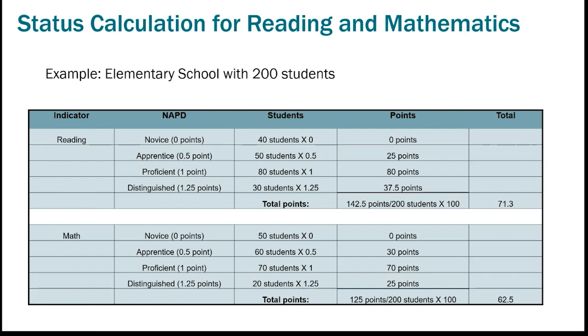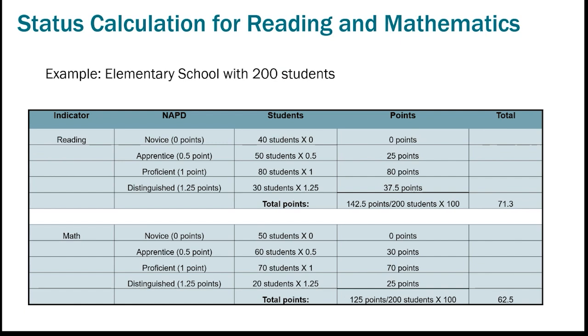This is an example for a calculation of the state assessment indicator of reading and mathematics with an elementary school containing 200 students. In reading, we can see that there were 40 students who scored novice, 50 students who scored apprentice, 80 students scored proficient, and 30 students scored distinguished.